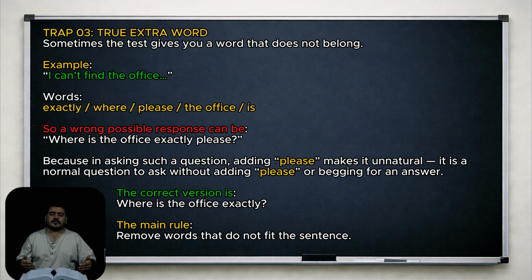Because in asking such a question, adding please makes it unnatural. It's a normal question to ask without adding please or begging for an answer. The correct version is, where is the office exactly? The main rule for it, remove words that do not fit the sentence.